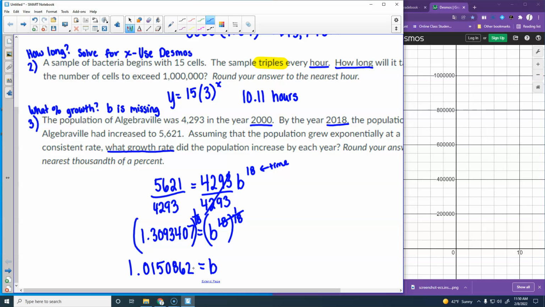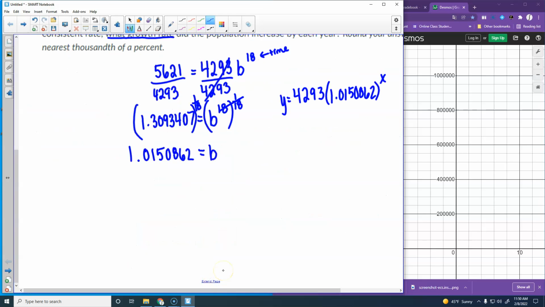All right, so this is not our answer. What this tells us is our equation would look like this: 4293 times 1.0150862 to the x power. So the question asks us for the growth rate. This number is not our growth rate, but it's where we find our growth rate. So if I have 1.0150862 as my B, what would I do to find the growth rate?